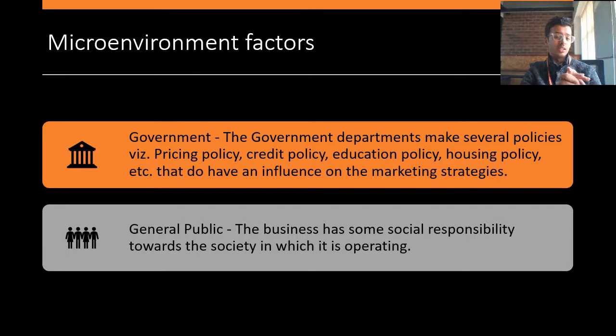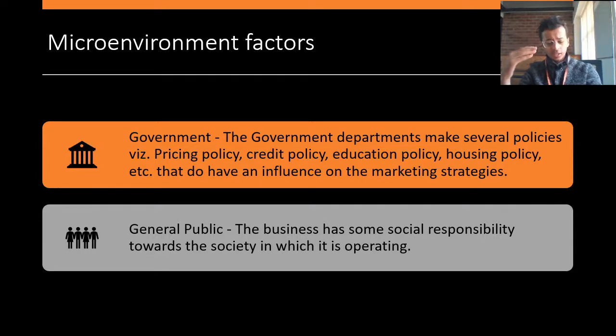And the next thing is that the company always has a small responsibility. There is something called corporate social responsibility, to make sure that they provide something beneficial to the society around them. So these are also considered part of microenvironment factors. These are the factors directly influential on the company's marketing as well as channeling.